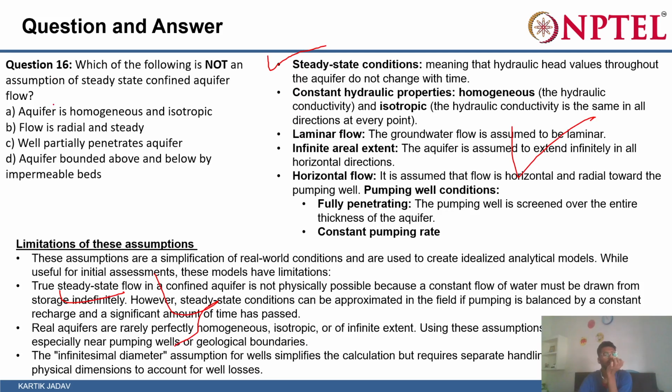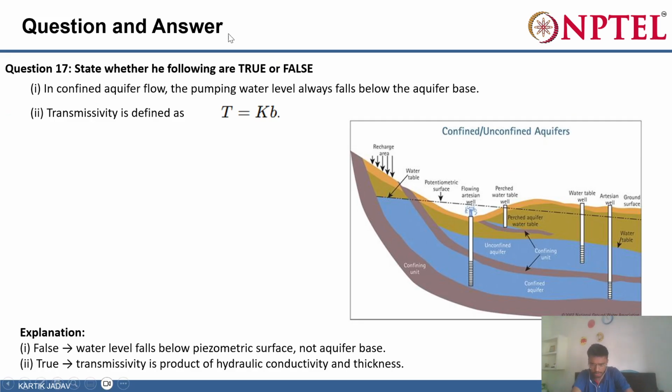Let's identify the correct answer. Aquifer is homogeneous and isotropic. Flow is radial and steady. Well, correct answer is option C, right? Whatever aquifer we are targeting, or whatever equation we have derived, the well is fully penetrated. Correct answer is option C.